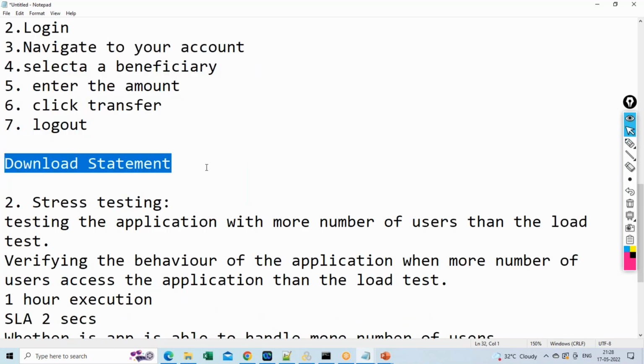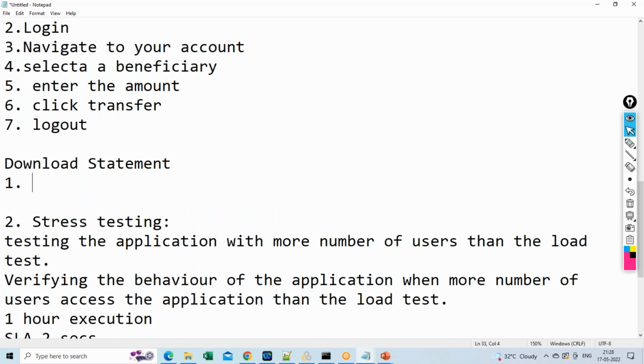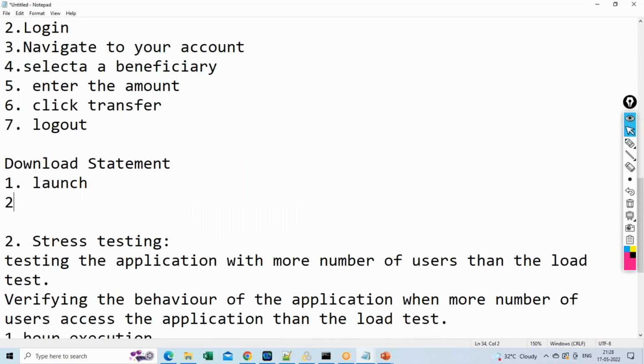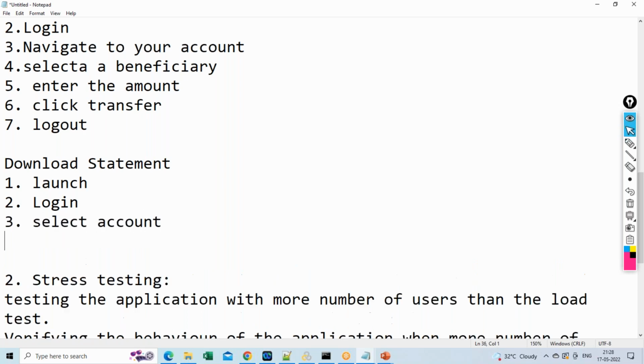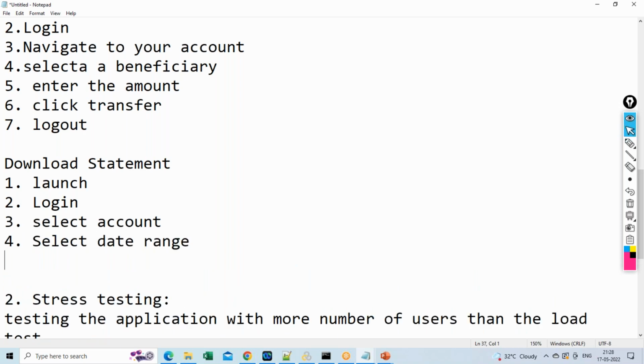Similarly, for download statement also, you might have steps like this: launching the application, then login, then select account or navigate to your account. Then select the date range, from when to when you want to download the bank statement. I'm just giving the possible steps. Then click download statement.